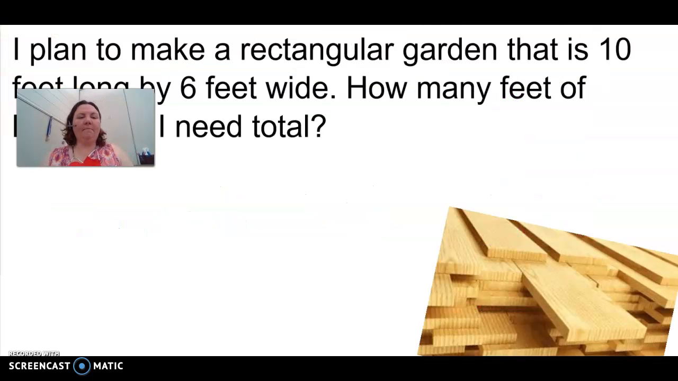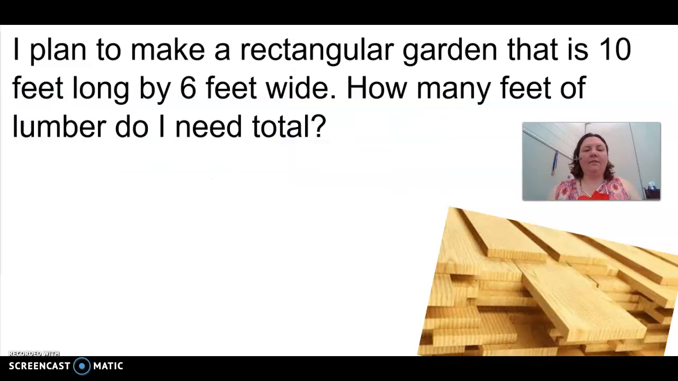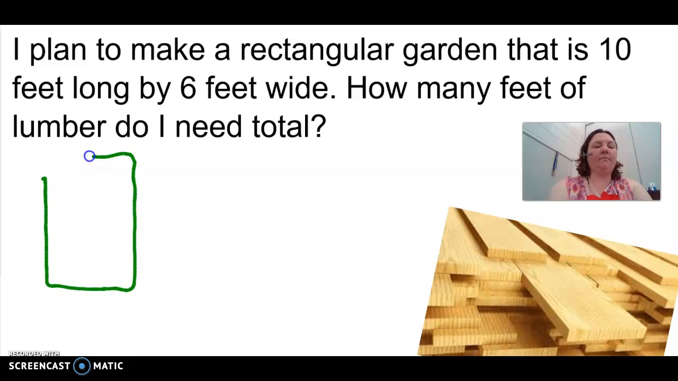Let's look at another example. I plan to make a rectangular garden that is 10 feet long by 6 feet wide. How many feet of lumber do I need total? So for this problem, I'm going to access my visual learning or my triangle style of math, and I'm going to draw a picture. So I know I want to draw and have a rectangular garden.